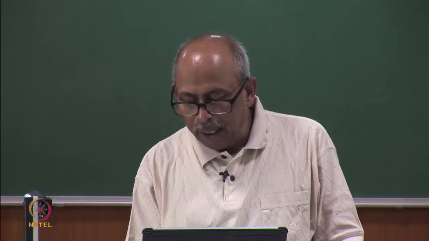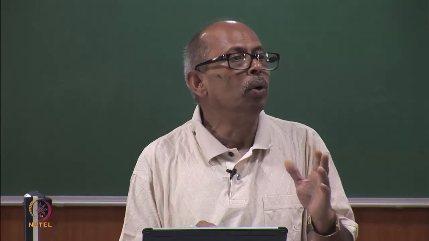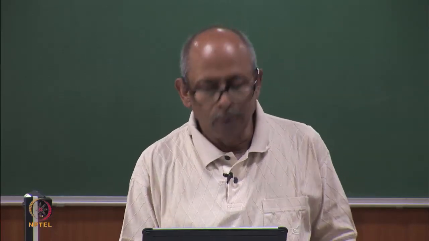Now, what is B by C? B by C is cos beta. The incident angle is defined normal to the surface, and this is the incident angle. So, basically it is I_B cos beta, right, because the area on which it is falling is large. So, normal incident radiation is higher, intensity will be higher; any time the incident angle is more than 0, the radiation received will be less, right.